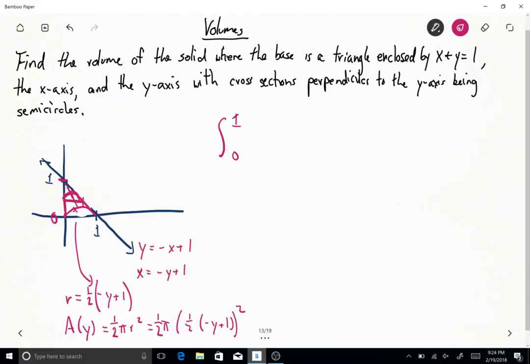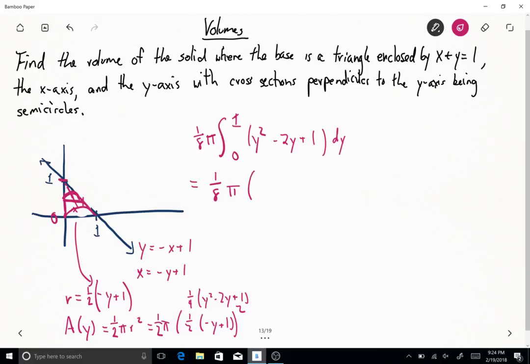And now what do we have? Well, we have the 1/2 pi, but notice we're going to square that 1/2 as well, so this is going to be 1/4. And then negative y plus 1 squared will be y squared minus 2y plus 1. So 1/4 times 1/2 makes 1/8 pi. And then we have y squared minus 2y plus 1. This might look kind of scary at first, and we'll see if we're on the right track. So this thing equals 1/8 pi.